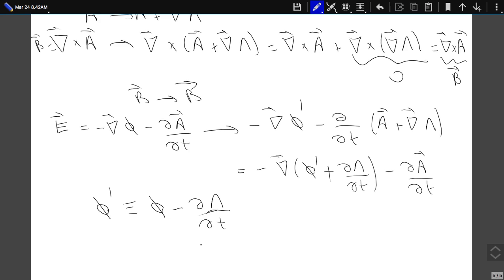Now, a better condition would be, as your friend pointed out, it would be nice if this combination was equal to 0. So let's see, is it possible to choose a lambda that would satisfy this, make sure that our new vector and scalar potentials make this combination equal to 0? Does such a lambda exist? Now let's first look at that.